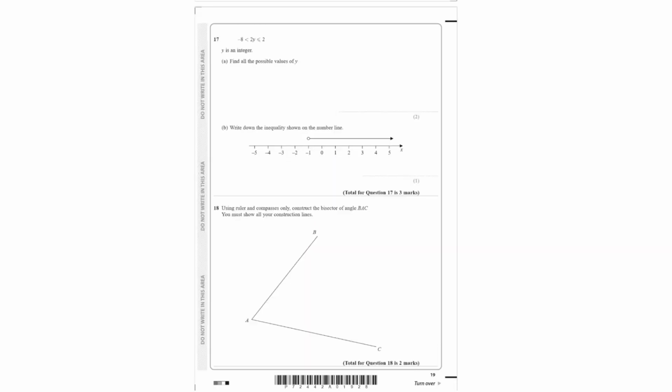Question 17, -8 is less than 2y, which is less than or equal to 2. y is an integer. Find all the possible values of y. Firstly, we have to isolate y, so that means we divide by 2 on all the sides. So -8 divided by 2 is -4. Keep the same inequality. 2y divided by 2 cancels out, and we have y, which is less than or equal to 2 divided by 2, which is 1. Now write down all the possible values. Now, y cannot equal -4. It has to be the next value after that. So we write -3, then -2, -1, 0, and 1. The reason we write 1 is because y is less than or equal to 1.